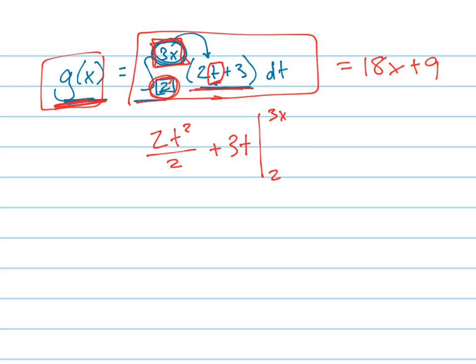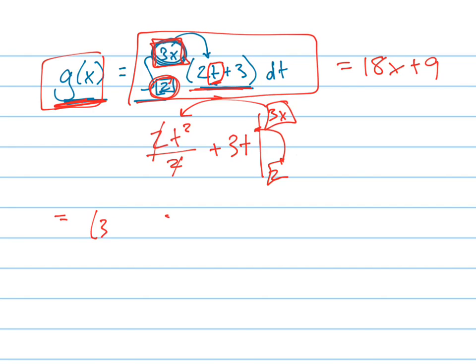So what do I do to find this? I plug this in first, and then I plug this in, and I subtract the one from the other. So actually I could simplify this, so that's just t squared. Follow? I'm canceling those 2's out.